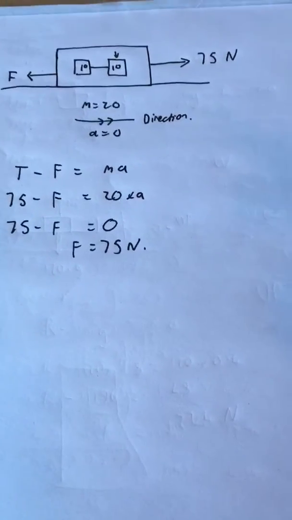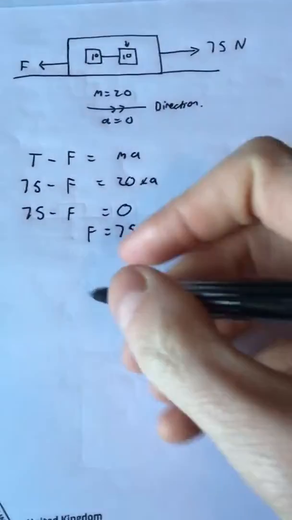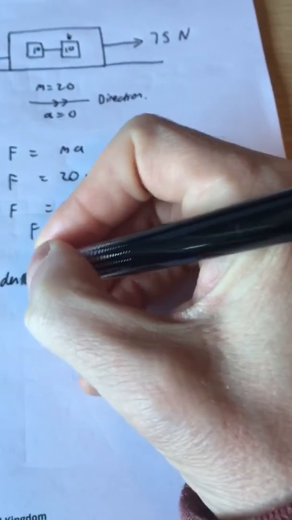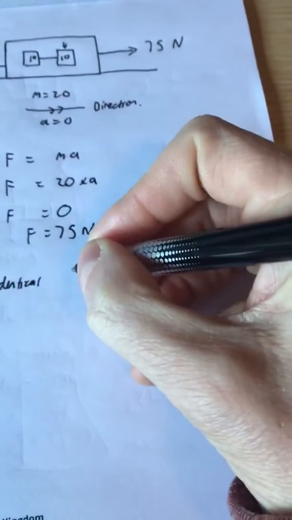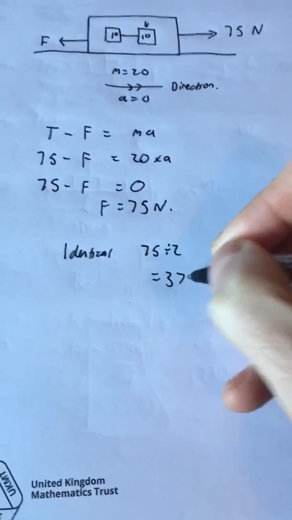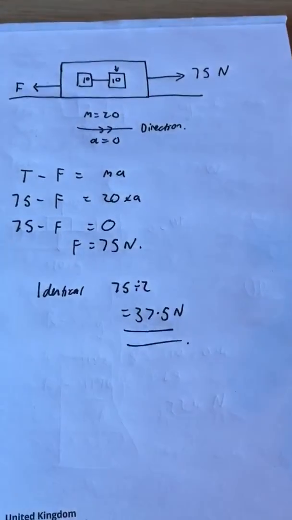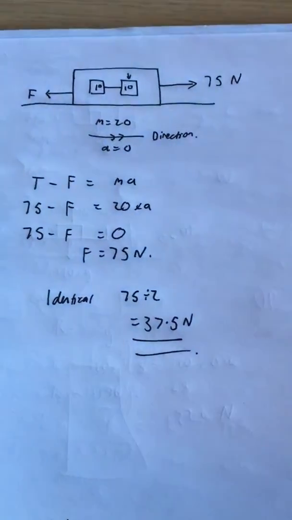But that friction is being caused by the two identical boxes. Therefore, as they are identical boxes, we can do 75 divided by 2, and each one, okay, has a friction applied to it of 37.5 newtons. Hope that's okay.